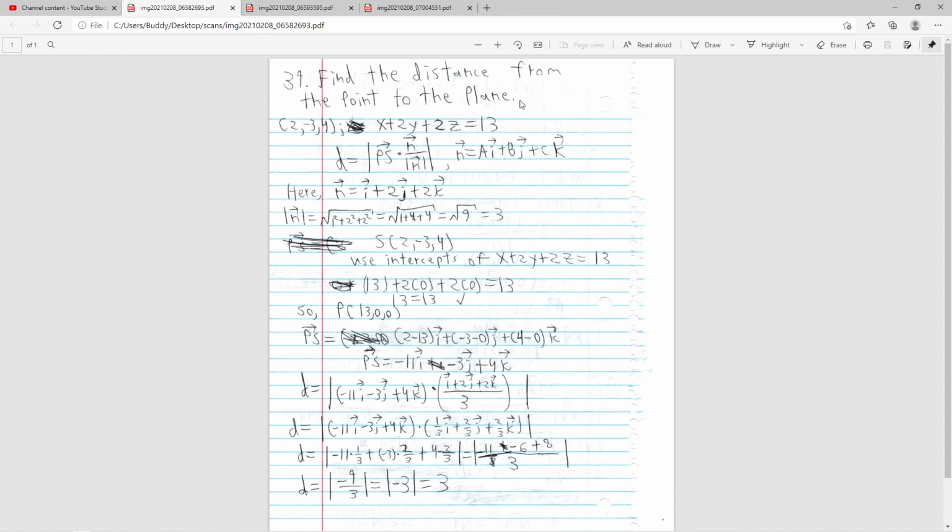Now, distance from the point to the plane. Instead of a line, we have a plane. In this one, we have the point 2, negative 3, 4 in this plane equation. And it's a little bit different formula. D equals PS dotted with n, divided by the magnitude of n. This is the dot product, of course. So it's the magnitude of this whole thing, just to prevent negative numbers, I assume.